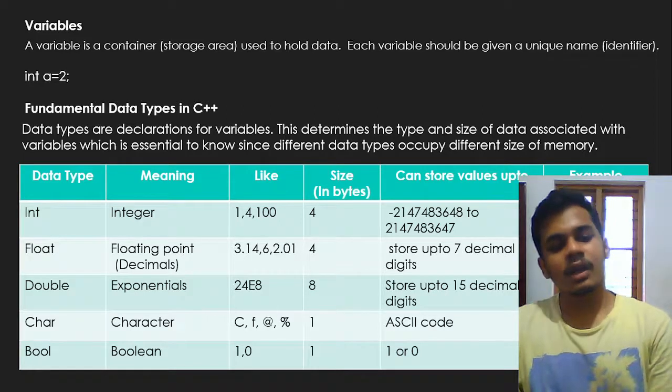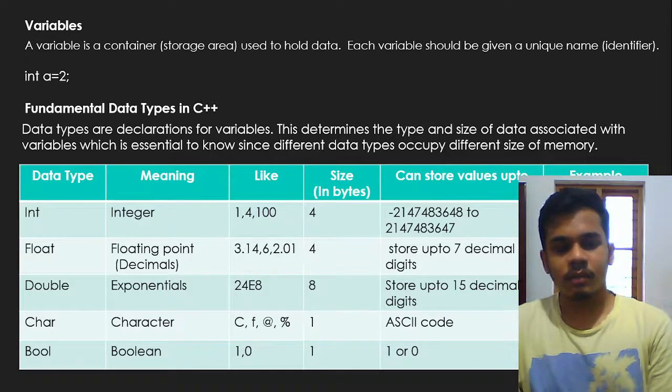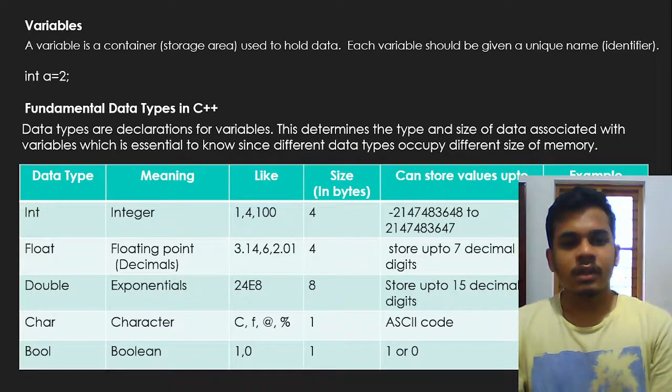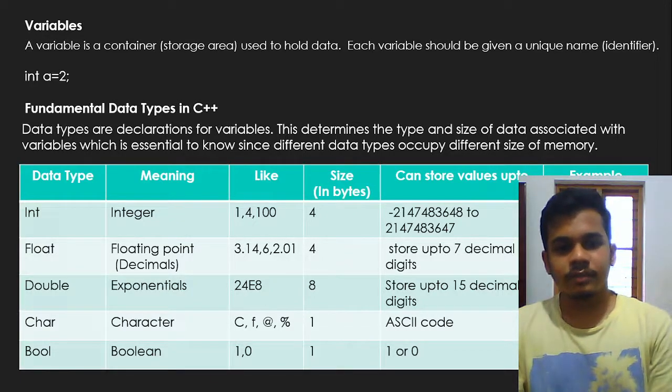Okay. Now we have the bool data type. Bool stands for true or false. Boolean like 1 or 0, and its size is 1 byte. It can only store values of 1 or 0. For example, here we have bool h is equal to false, which means h is equal to 0. Okay. Now let us move to the next slide.